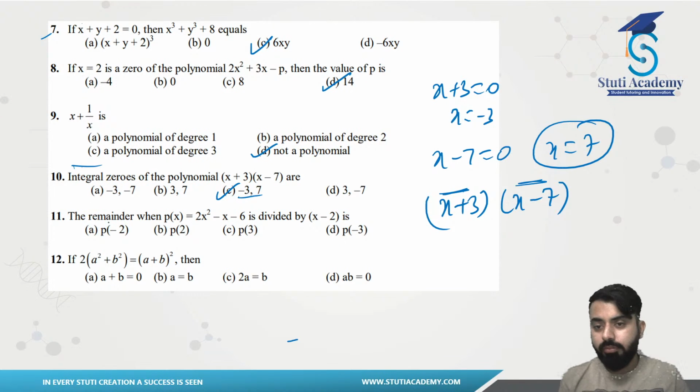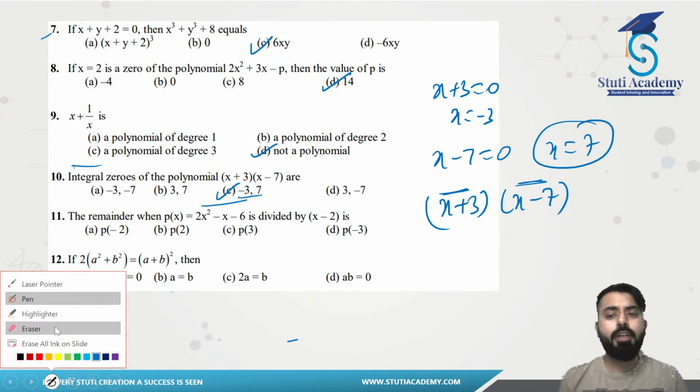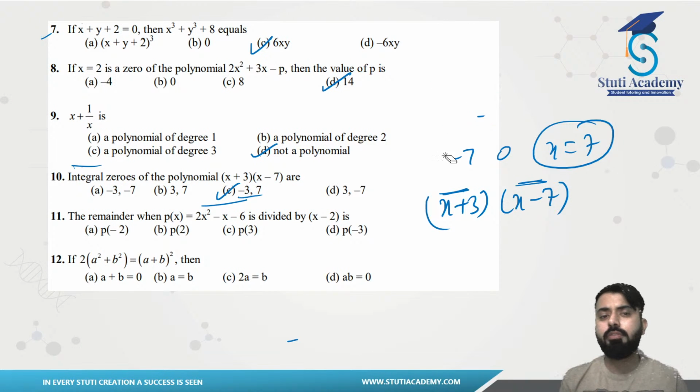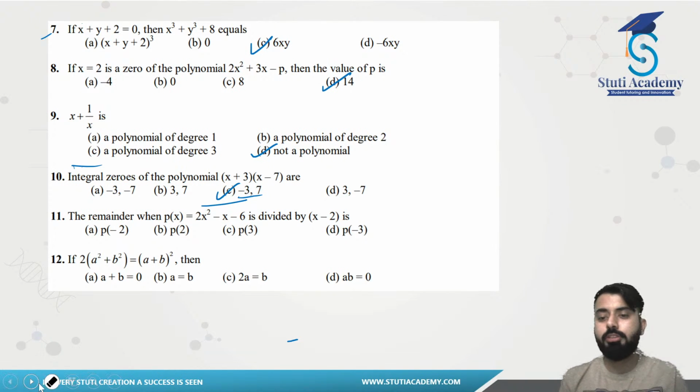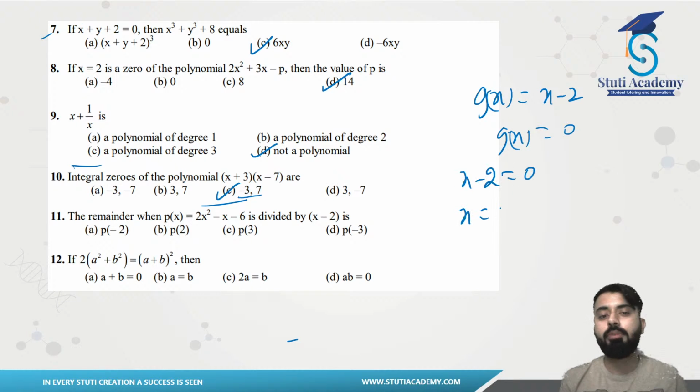Now we have to find the remainder when this polynomial is divided by that one. This is quite easy. You can do this on your own. You just have to use what? Yeah, you guessed that right. We have to use the remainder theorem. So nothing to worry about here. Just take your g of x. In our case, it is x minus 2. Put your g of x against 0. That means x minus 2 against 0. x will be 2. Replace it here: 2 into square of 2 minus 2 minus 6.